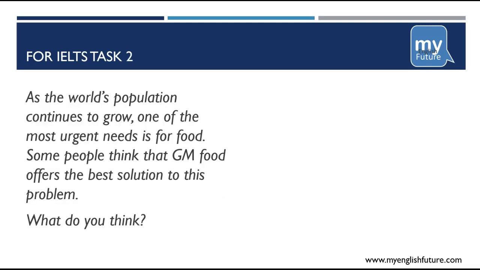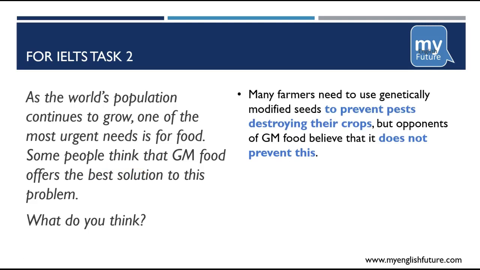And finally, what about your essay writing? Here is a task 2 essay question about genetically modified food or GM food. And the question asks if it's the best solution. Many farmers need to use genetically modified seeds to prevent pests destroying their crops. But opponents of GM food believe that it does not prevent this. The focus is on the verb to prevent. So the writer repeats the verb, matches the verb, does not prevent this.